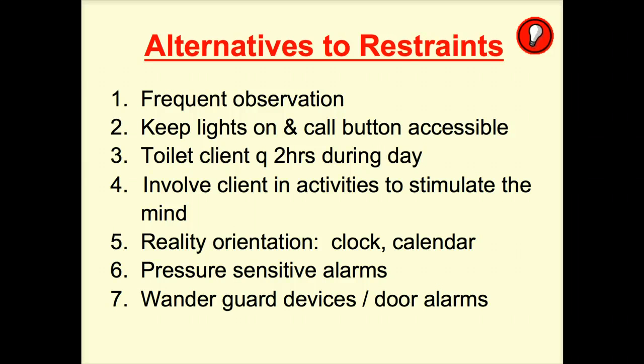And here are some alternatives or interventions for restraints: frequent observations, keeping lights on, toileting patients every 2 hours, including the patient in activities for stimulation, frequent reality orientation, having pressure-sensitive alarms, and wander guards. You want to do everything you can to keep the patient safe, but yet not restrain them.